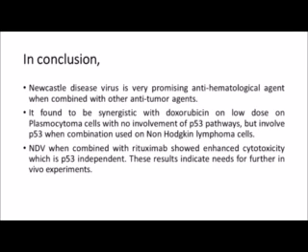In conclusion, Newcastle disease virus is a very promising anti-hematological agent when combined with other anti-tumor agents. It was found to be synergistic with doxorubicin at low dose on plasmacytoma cells with no involvement of the P53 pathway, but P53 was involved in the combination used on non-Hodgkin lymphoma cells. Newcastle disease virus combined with rituximab showed enhanced cytotoxicity, which is P53 independent. These results indicate the need for further in vivo experiments.